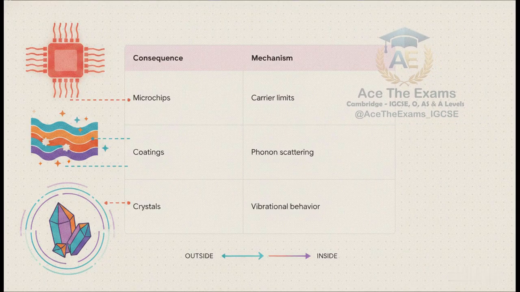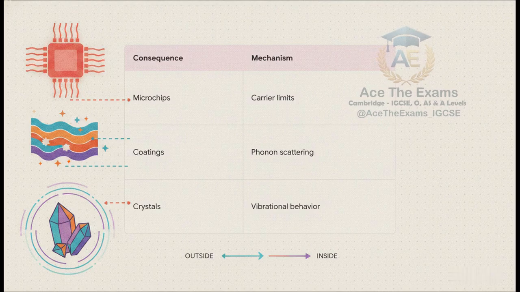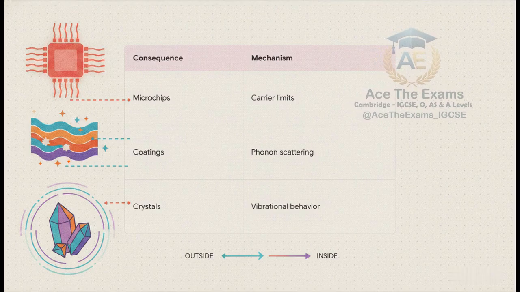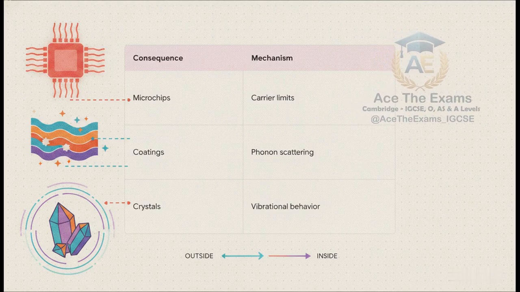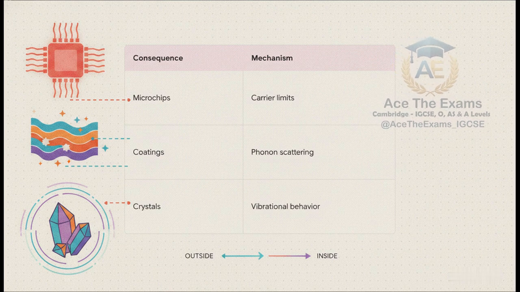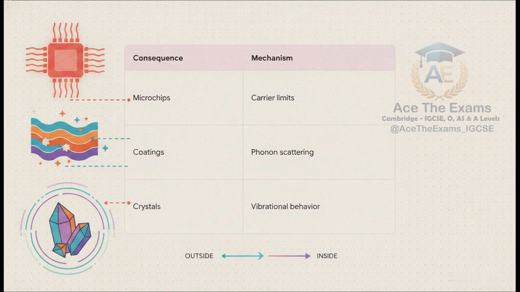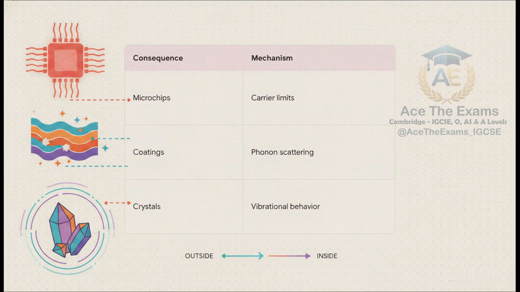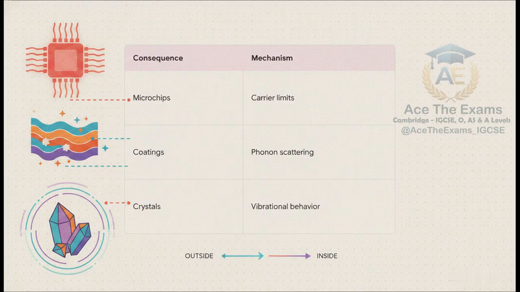Or, how do thermal barrier coatings protect massive jet engines? They do it by utilizing phonon scattering. A phonon is basically a quantized packet of vibrational energy, and scattering disrupts its flow, acting as this invisible shield against extreme heat. And acoustic crystals? They rely entirely on engineering that exact vibrational behavior.